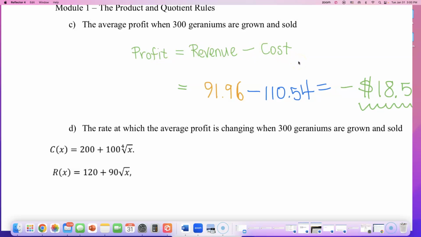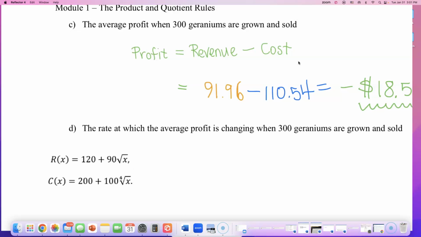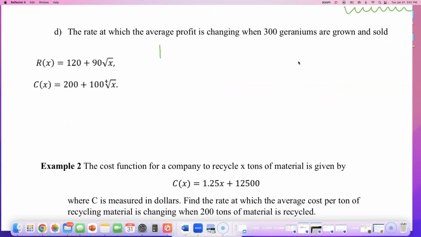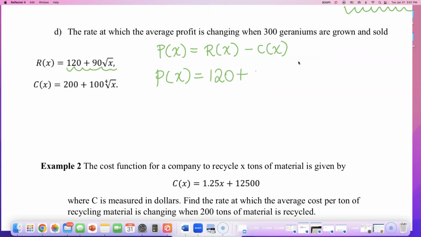So using that and these two functions, let's write the profit function. Okay, so down here let me write down the profit function. P of x is equal to R of x minus C of x. See, that is going to be, what's R? This right there: 120 plus 90 times square root of x. And then what? Minus sign, right? Minus. And I need to do the cost function.